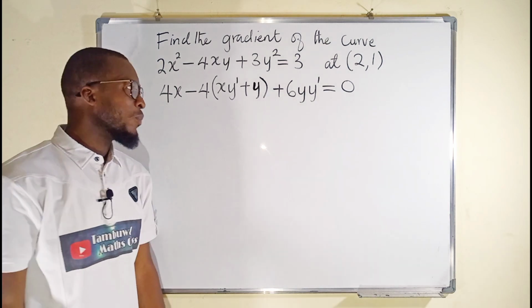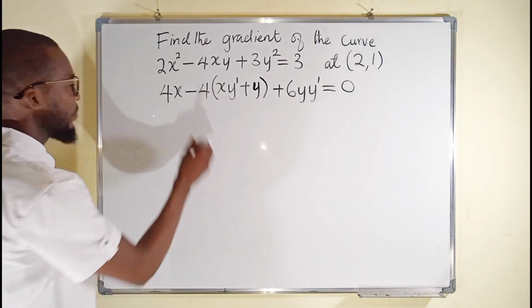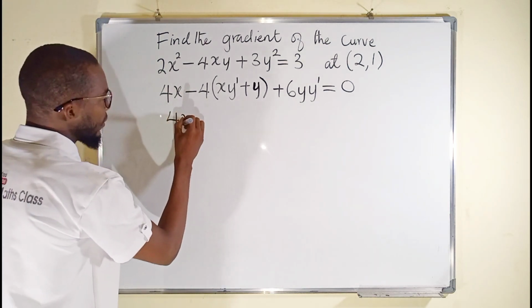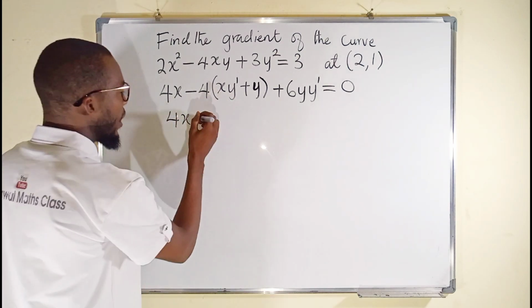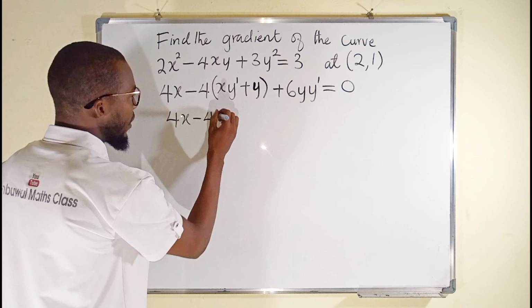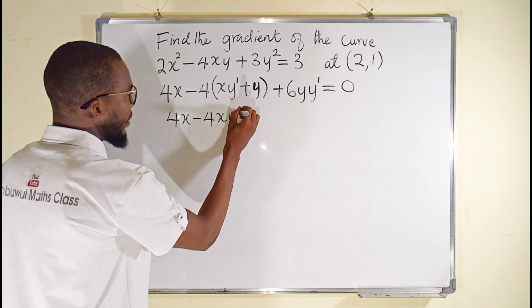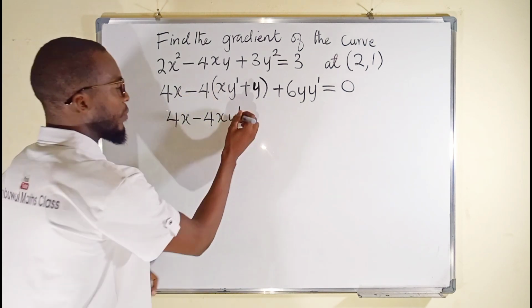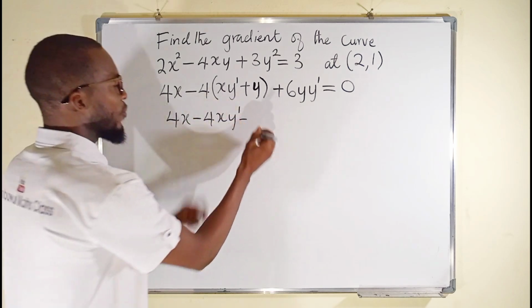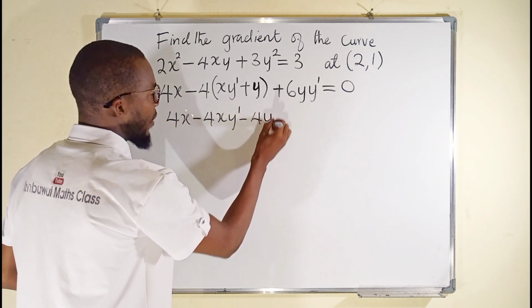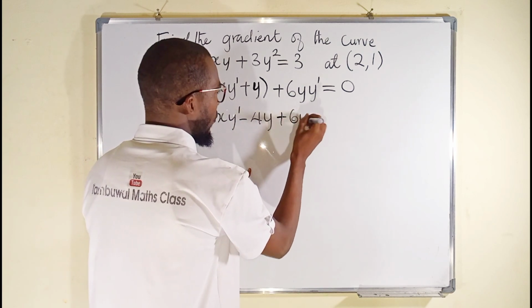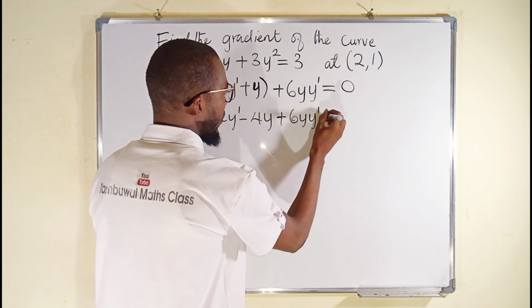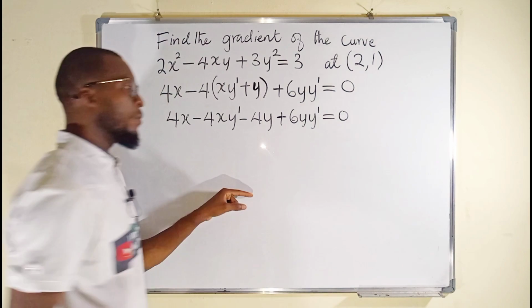Okay, next. Let us expand this bracket. We have 4x. Minus 4 multiplied by xy prime. We have negative 4x y prime. Minus plus is minus. 4 times y is 4y. Plus this other term, 6y y prime. And to the right we have 0.